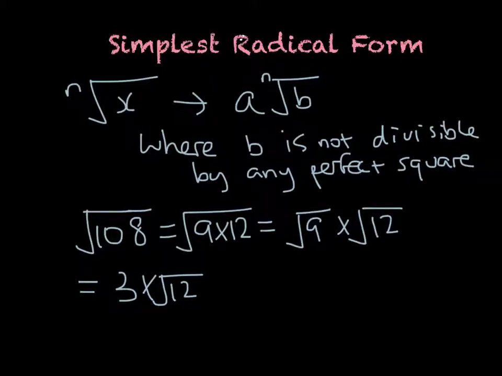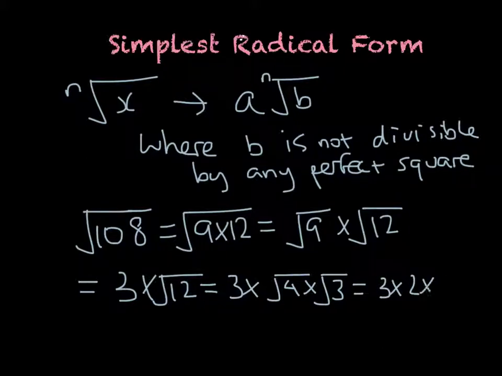But 12 is still divisible by a perfect square, namely 4. So what I'm going to do is rewrite the square root of 12 as the square root of 4 times the square root of 3. Then I can take the square root of 4, and that's 3 times 2 times the square root of 3. So our number in simplest radical form equals 6 times the square root of 3.